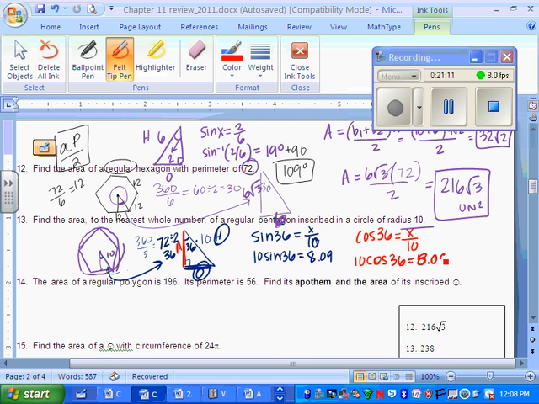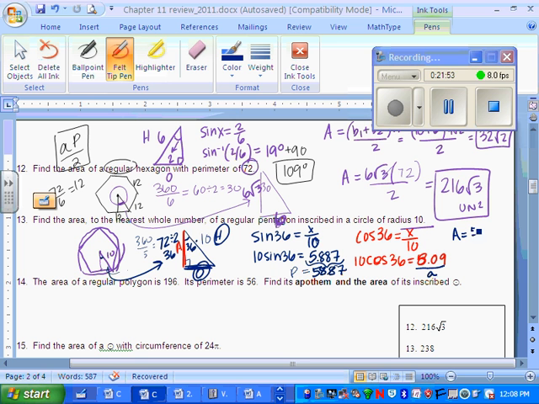Hold on. This is 8.09. This is 5.887. Switch these, I'm sorry. So we have the apothem and the side. Remember, I'm going to double this, 5.887, and multiply by 5. So I get 58.87 for my perimeter. And my apothem is 8.09.